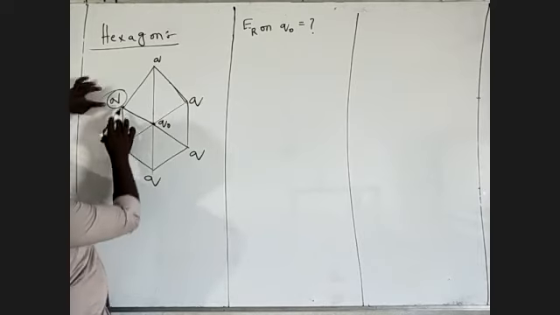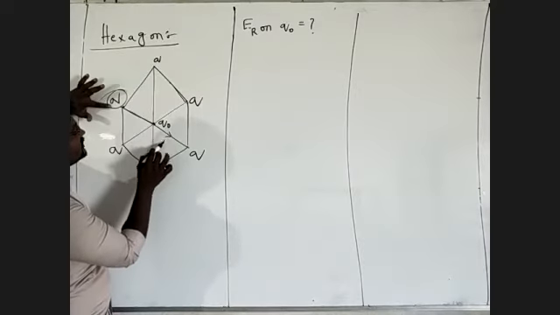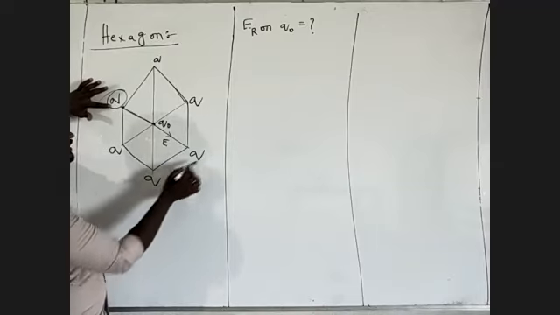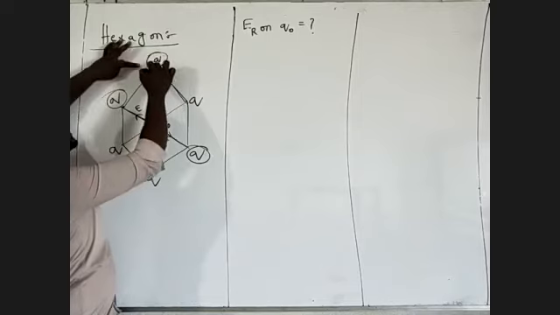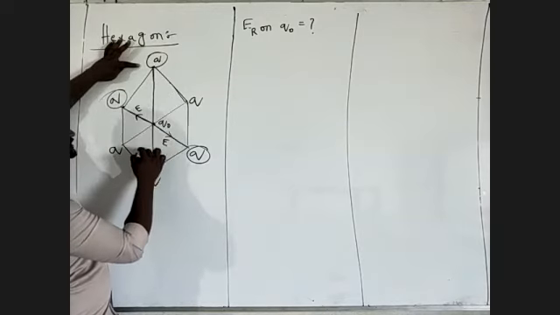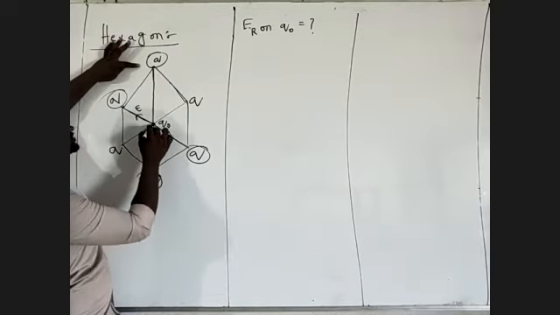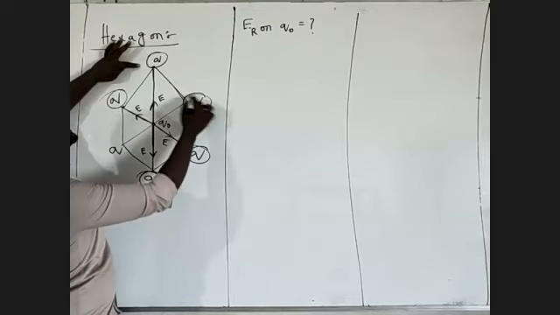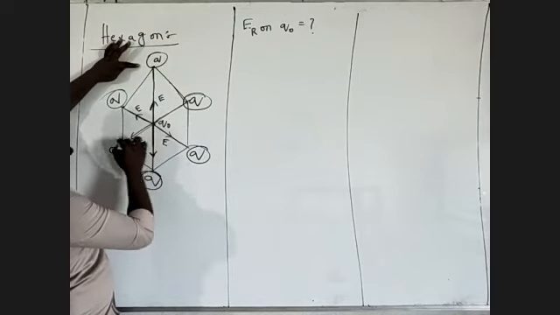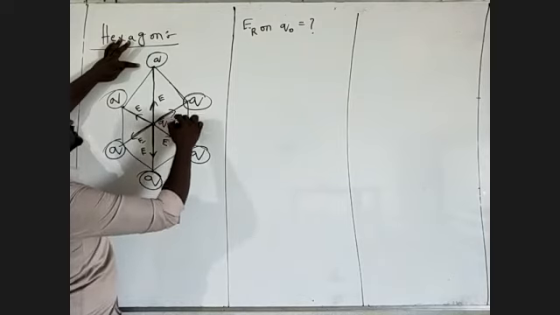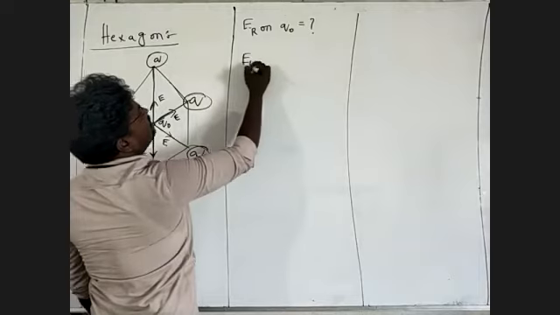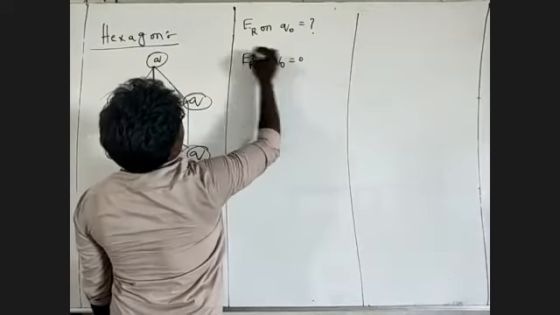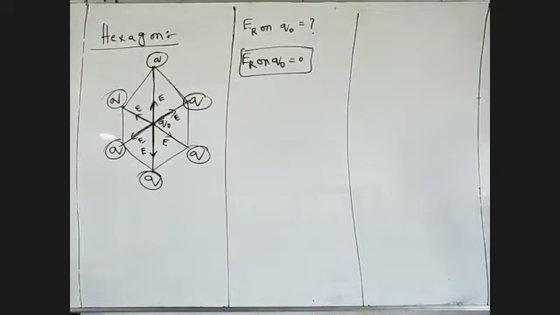You see, this is Q. This Q also repels in this direction. This is E1. This Q also repels the charge in this direction. This is E_R. This Q also repels the charge in the downward direction. This Q also repels this Q naught in the opposite direction. This Q also repels the charge in this direction. So what will happen? The fields cancel, and the resultant field on Q naught is 0.